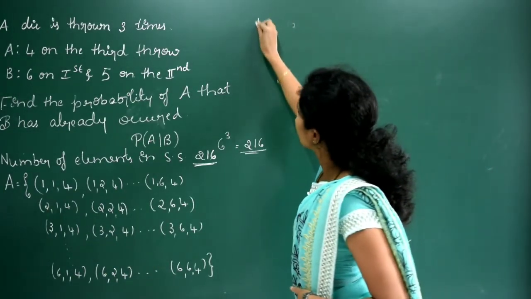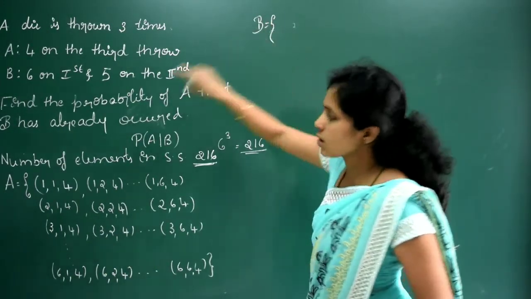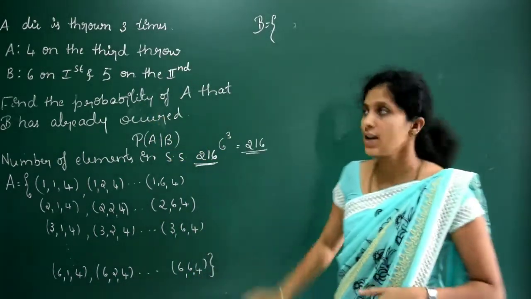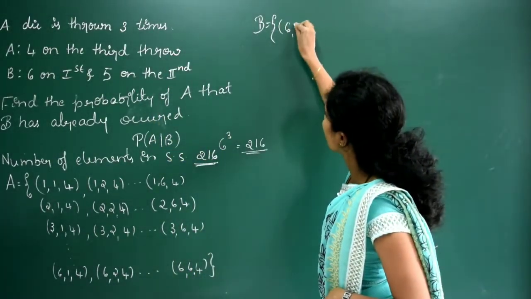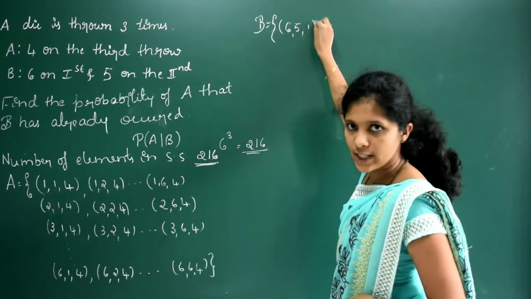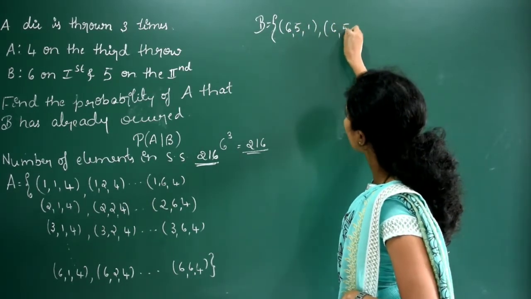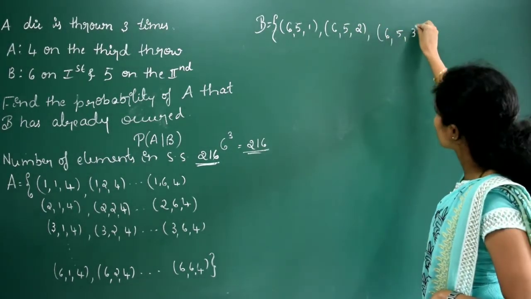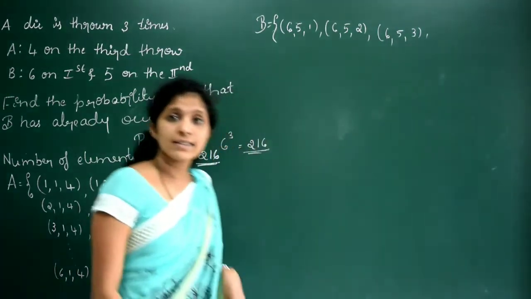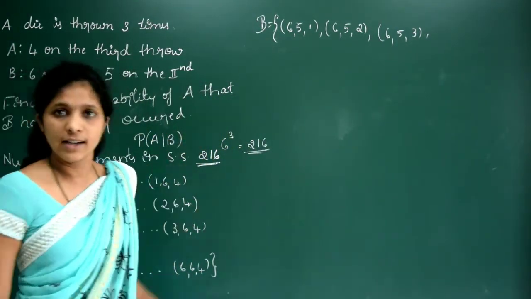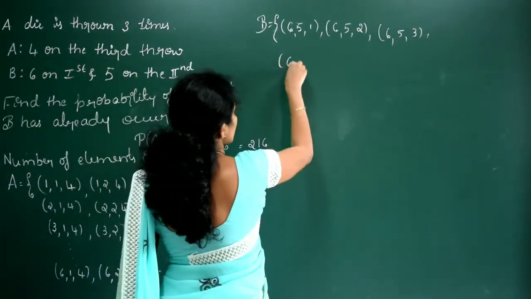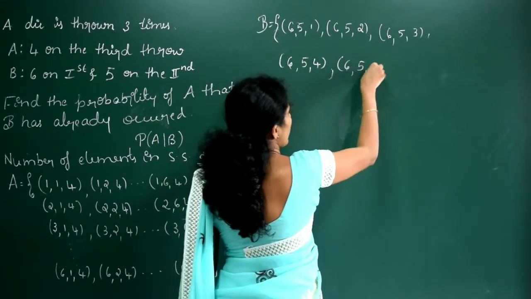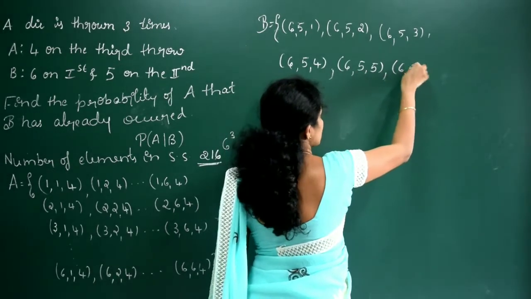Now the event B. B is equal to 6 on the first roll and 5 on the second roll. So the first and second are fixed, right? So it will be 6 and 5 fixed. For the remaining, 1 is possible, or 6, 5, 2 is possible, or 6, 5, 3 is possible. Is it clear? The first and the second are fixed, only differing in the third. That will be now 6, 5, 4. Next 6, 5, 5 or 6, 5, 6.